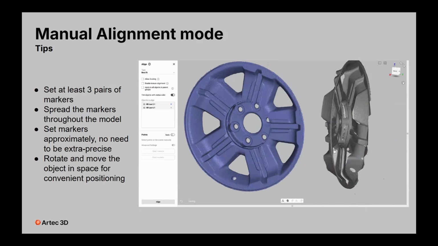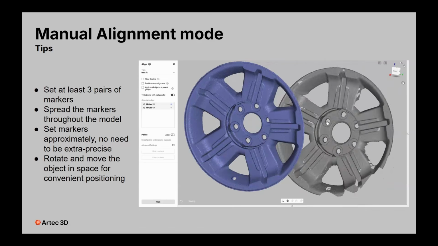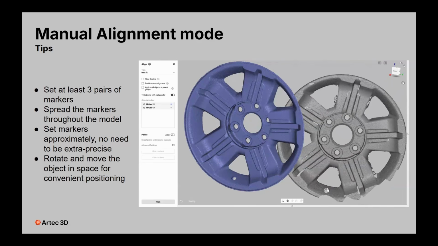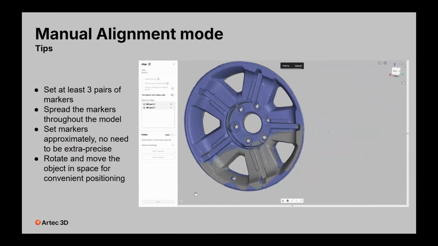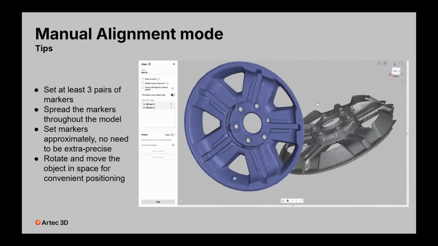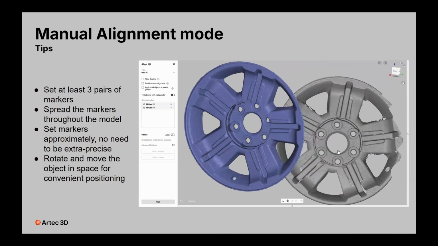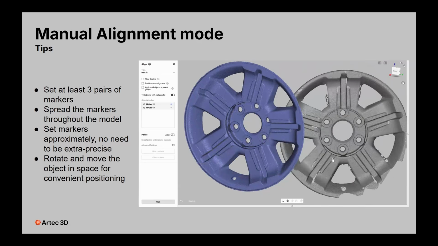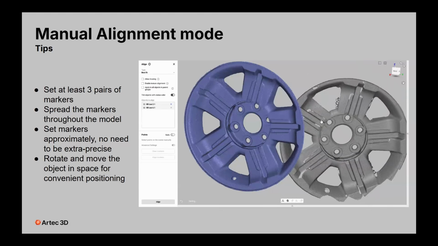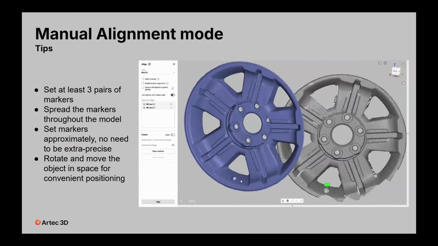And a quick tip for you. As you could see here on the slide, before aligning those two objects together, I rotate and translate the unregistered object in 3D space in order to set the markers more easily. One thing I often see during the trainings is that a lot of users try to rotate their viewport, their camera, and try to set markers this way.